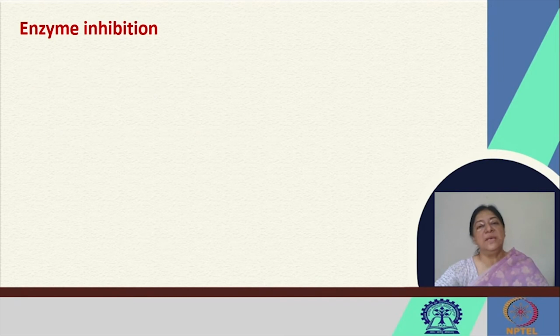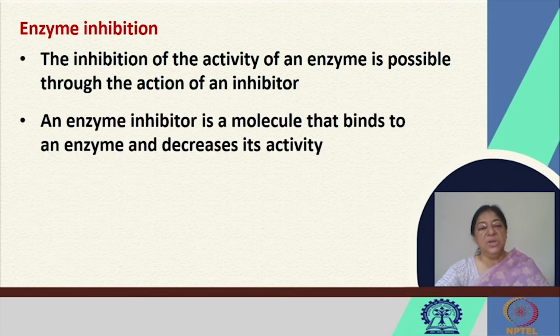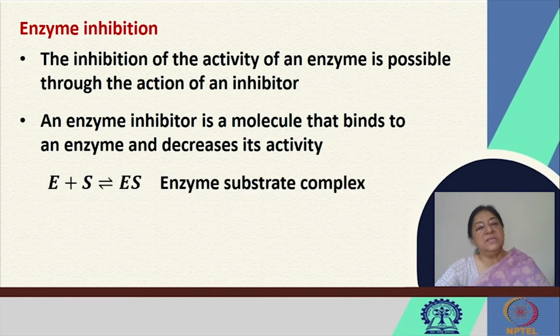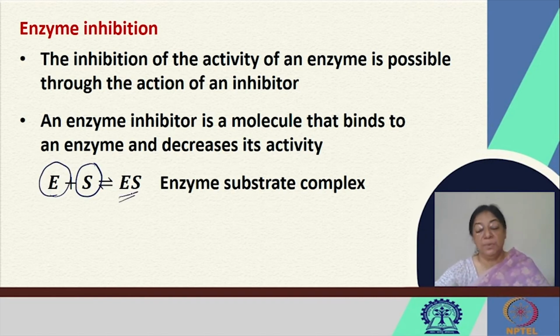So when we look at enzyme inhibition, what does this term mean? The term means that the inhibition of the activity of an enzyme is possible through the action of an inhibitor. And this process is enzyme inhibition. And we realize that the enzyme inhibitor is a molecule, therefore, that would bind to the enzyme and decrease its activity. We learned of the enzyme substrate complex formation when we have a single substrate bound to the enzyme in a pre-equilibrium step, forming the enzyme substrate complex.